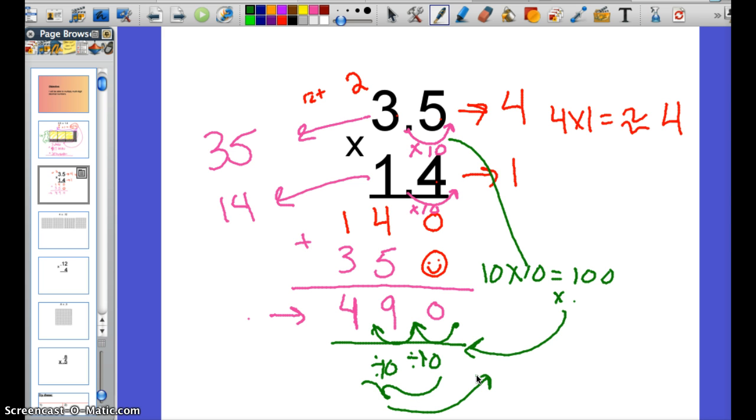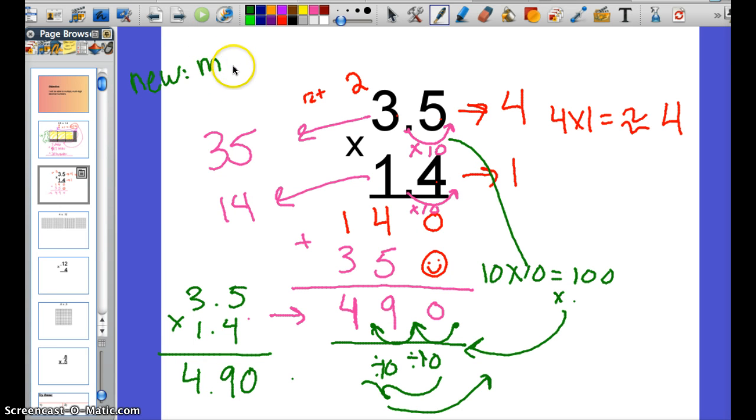Okay? So our final answer for 3.5 times 1.4 is 4.90. Okay, so I know I went through that pretty fast, but we're just showing you that decimal multiplication and whole number multiplication are very similar, and the only new thing that you need to know is how to move the decimals.